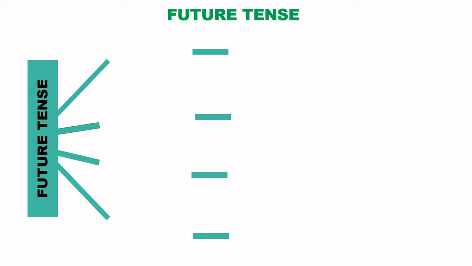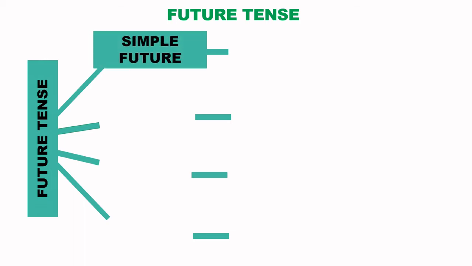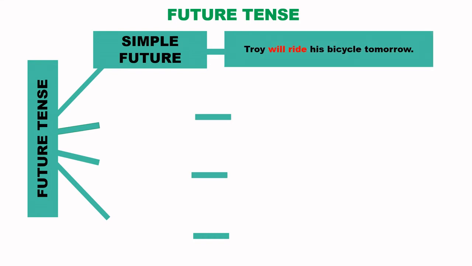The future tense. Simple future is one form of future tense. It describes future action. For example, Troy will ride his bicycle tomorrow.